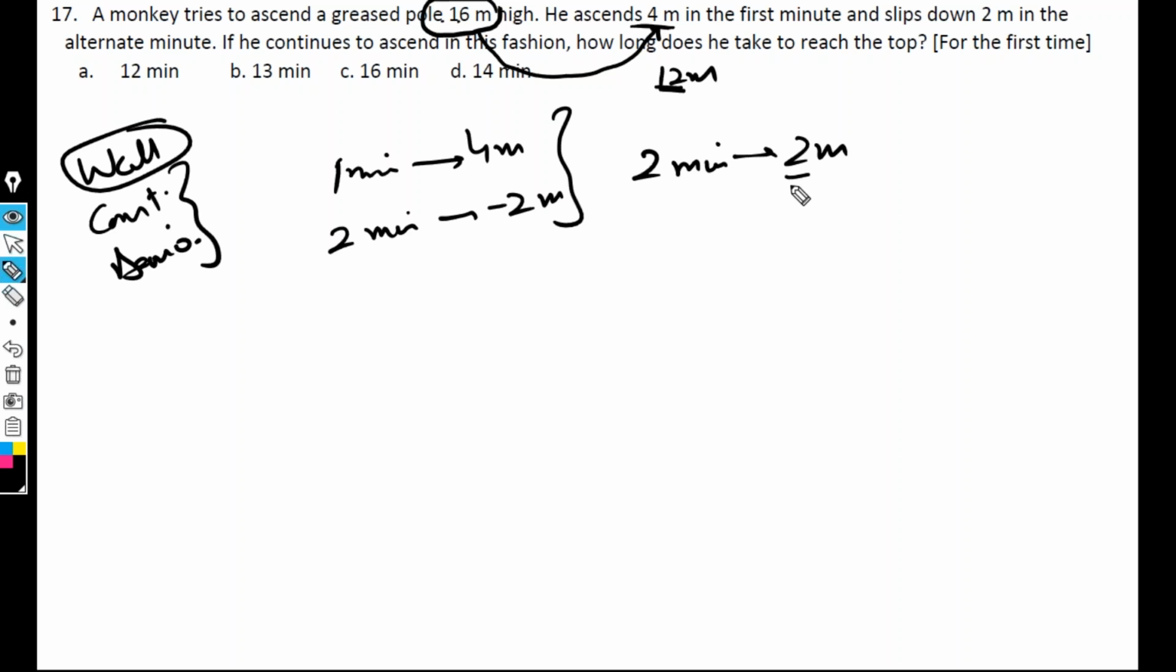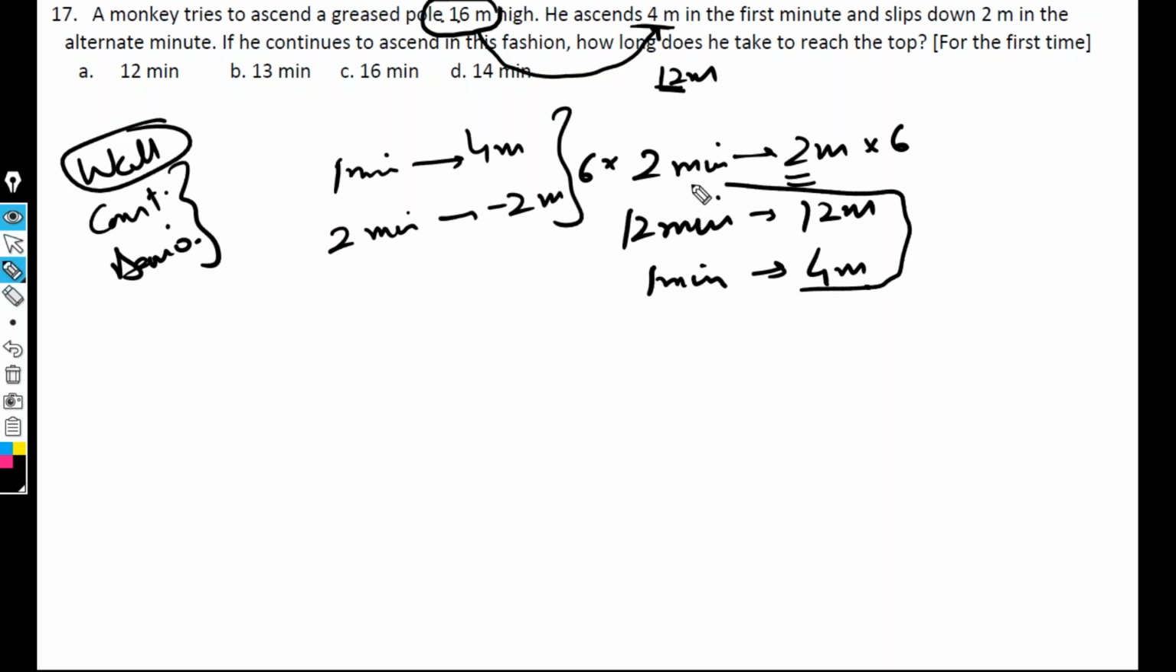Now 12 divided by 2, quotient is 6, so multiply both sides by 6. In 12 minutes, 12 meter of the journey is completed. Leftover is another 4 meter. And I know in the next 1 minute it will ascend 4 meter and reach the top of the pole. And this is the only question: in how many minutes will it reach the top of the pole? So the answer is 30 minutes.